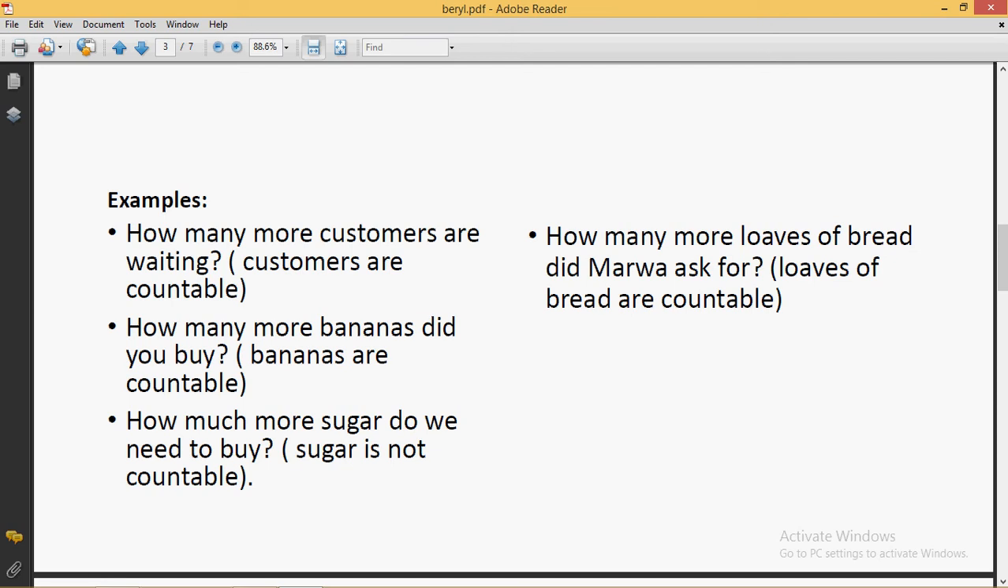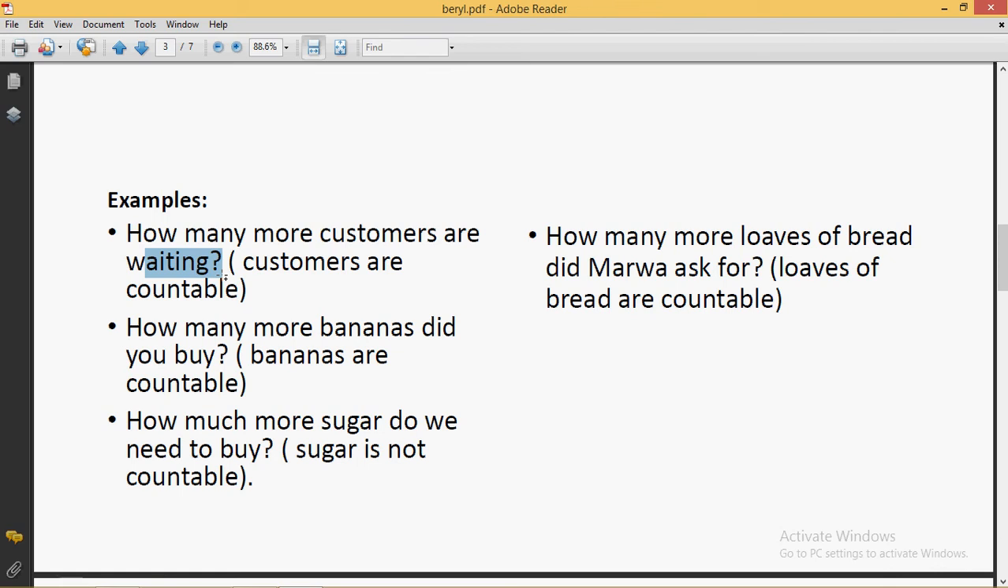You can't count them. Now, examples. How many more customers are waiting? Customers are countable. How are they countable? Because customers, they are people. You can count them 1, 2, 3, 4 and say 4 customers are waiting.